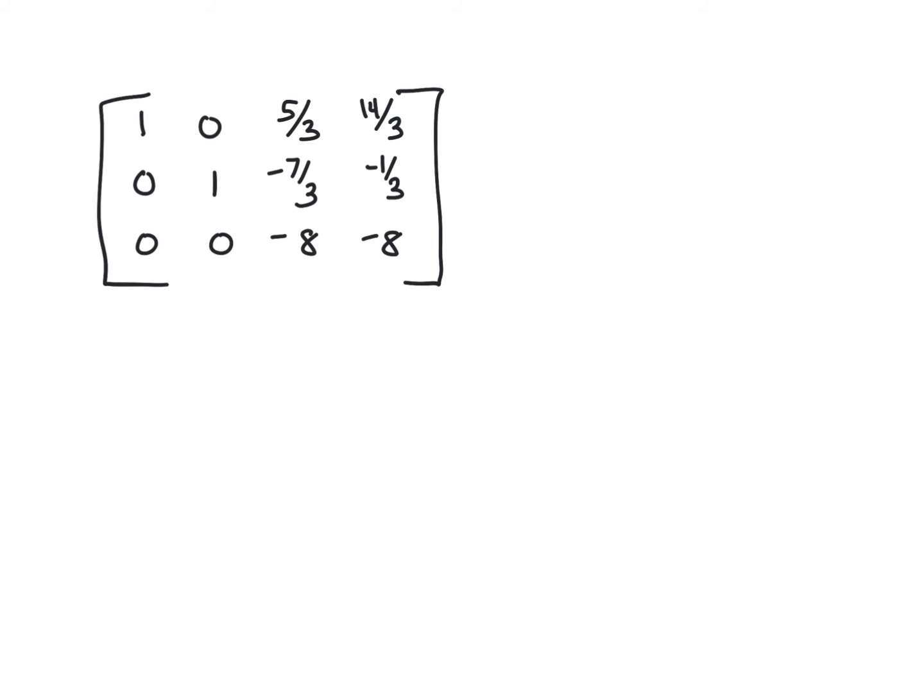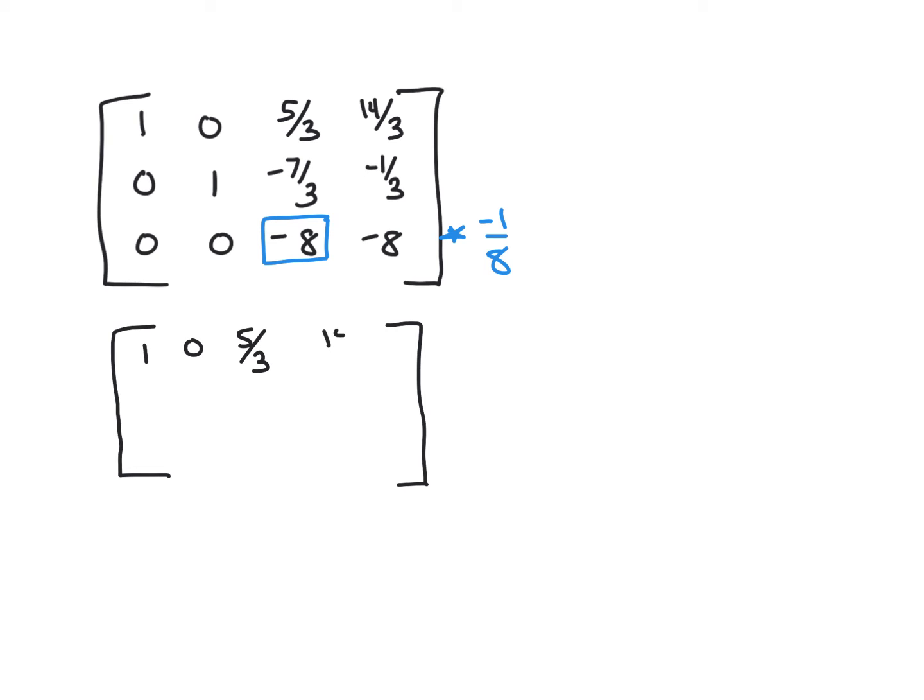Okay, so we added that red row to the top and got 1, 0, 5/3, and 14/3, and the blue row to the bottom, we got 0, 0, negative 8, and negative 8. So my next order of business is to make this into a 1, so I'm going to multiply this row by negative 1/8, and I'll get my new matrix, 1, 0, 5/3, 14/3, 0, 1, negative 7/3, negative 1/3, 0, 0, 1, 1.